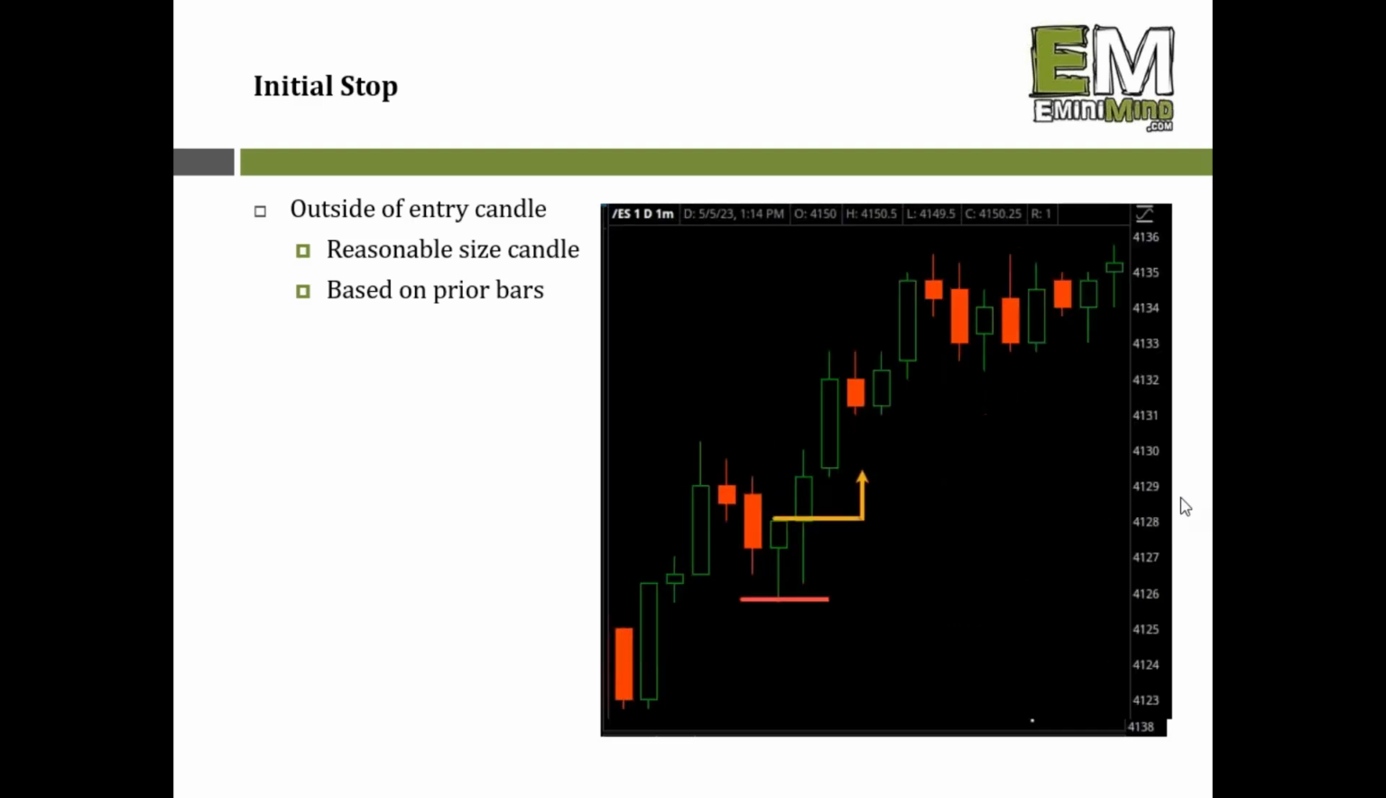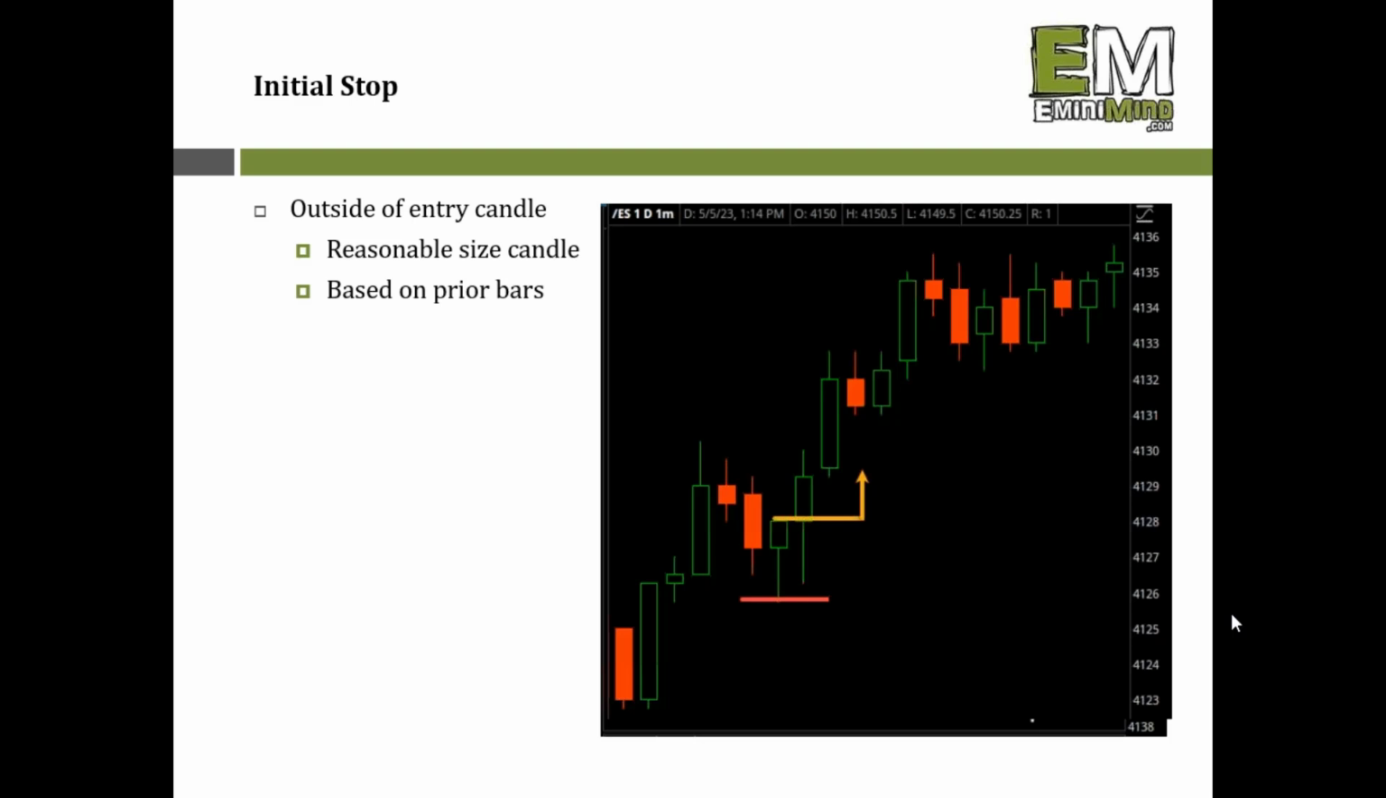And when you get that pullback, like I said, going long above the high of the low bar in the pullback and just putting the stop below the low. Now that low essentially is becoming the swing low when the candle breaks out.